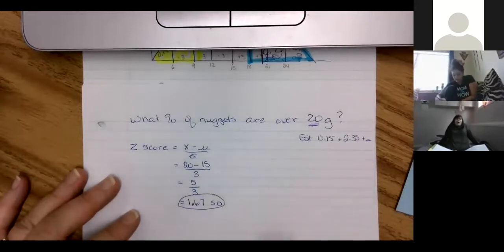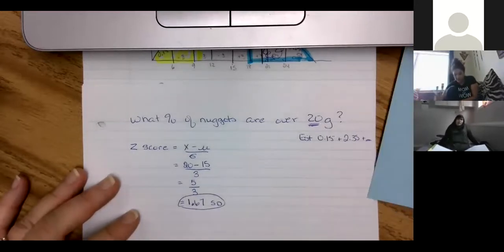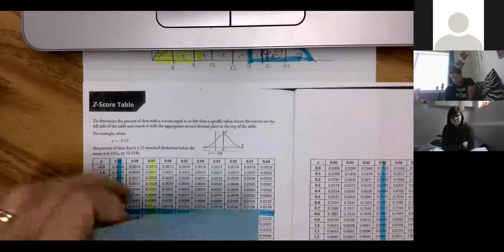The moment you do a Z-score, assume almost every question is going to ask you to use the table, right? Unless it just says find the Z-score and stops. So I want to find 1.67 on this chart. So I need to start on the positive side.